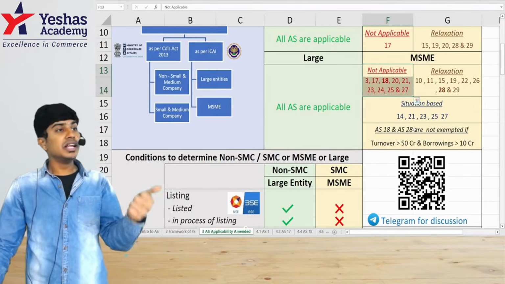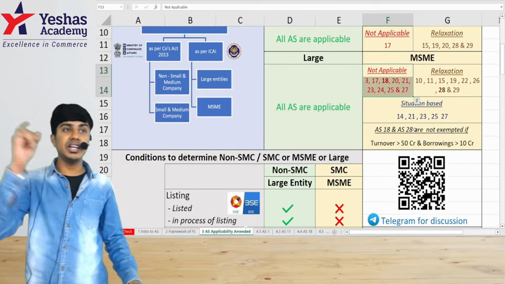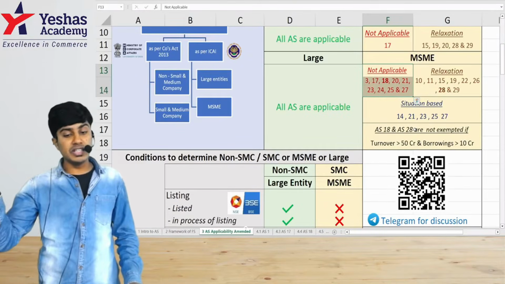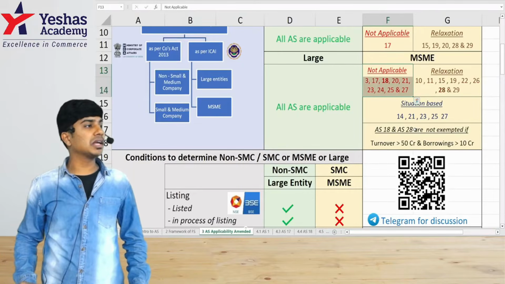3. Cash flow statement. 17 segment reporting. 18 related party. 20 EPS. 21 consolidation. 23 associate. 27 joint venture. 24 discontinuing operation. 25 interim reporting. All of these are not applicable.